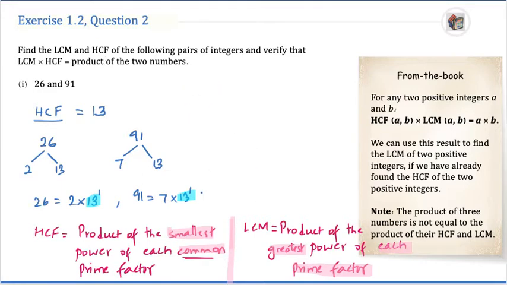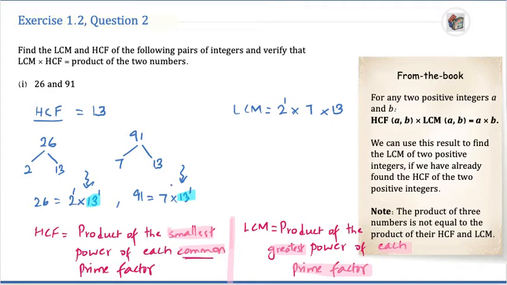So when you look at that carefully, the LCM for me is going to be, look carefully, what are the prime factors that you see? You will see 2 and 13 in 26 and 7 and 13 in 91. So all of them will definitely be a part of the LCM, and that too with their greatest visible powers. Now the greatest power that you see on 2 is just 1 because it's just here in 26.